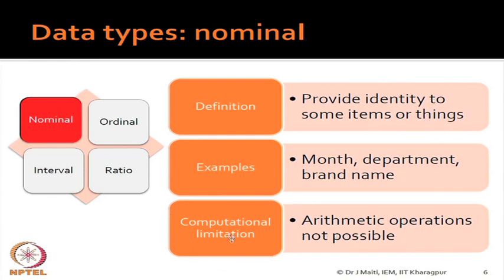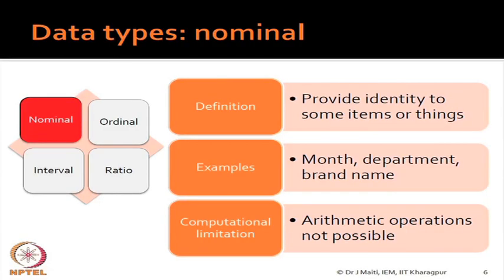Now, what is the problem with nominal data? The problem is that there are huge computational limitations, because you cannot do any arithmetic operation. We cannot add department of chemistry plus department of physics. We cannot say department of chemistry is 1 and department of physics is 2 and accordingly add. We cannot subtract, we cannot multiply, we cannot divide also. So this is the problem.